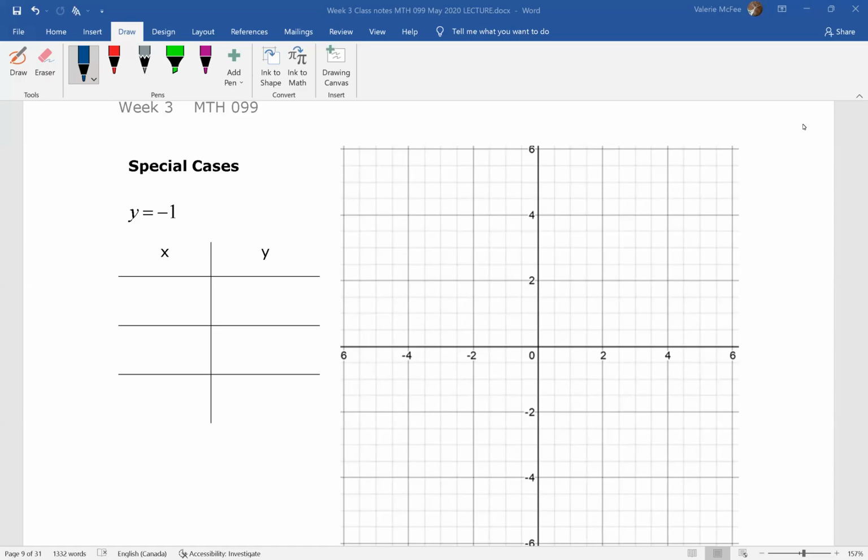So we ended the last meeting looking at these special cases. Let's start with them. Why don't you pause your video and graph this equation, y equals -1. You remember, of course, that this means that y is always -1, and x can be any real number.